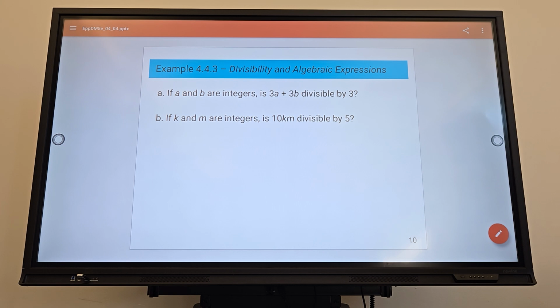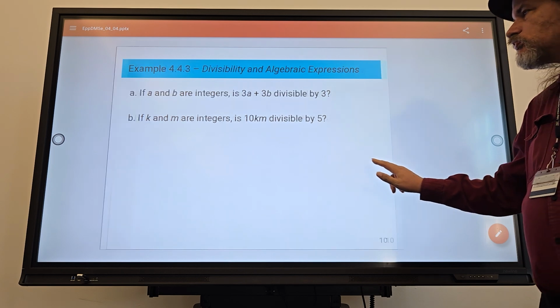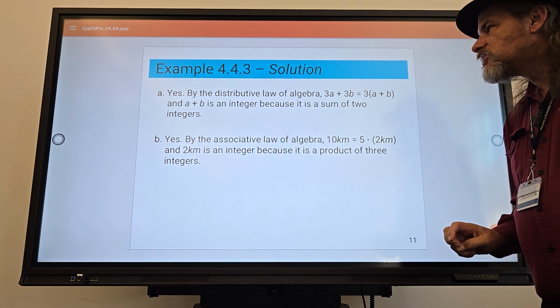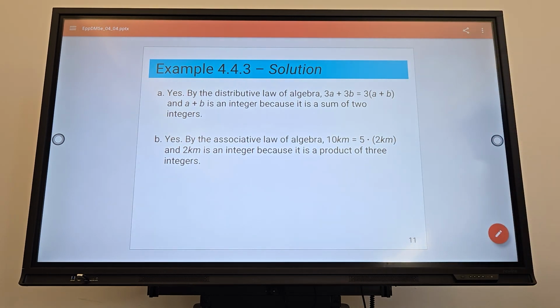If k and m are integers, is 10km divisible by 5? Yeah. You get 2km, which is also an integer, because k and m are integers. This first one by the distributive law of algebra, and the second one by the associative law of algebra.